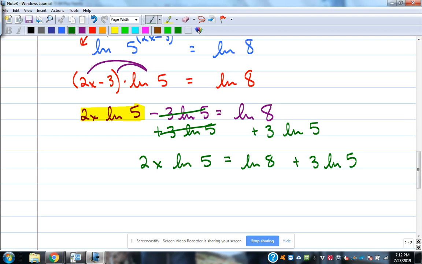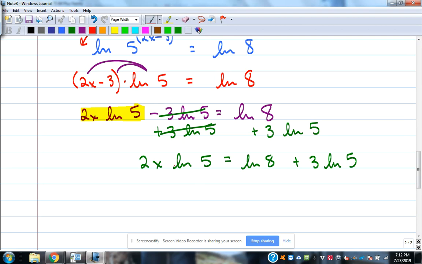Now, is x by itself yet? No. So that means I got to keep going. Well, what's going on over here with this stuff that has x on it? Well, I got a 2x natural log of 5. That's 2 times x times the natural log of 5. So how can I get x by itself?